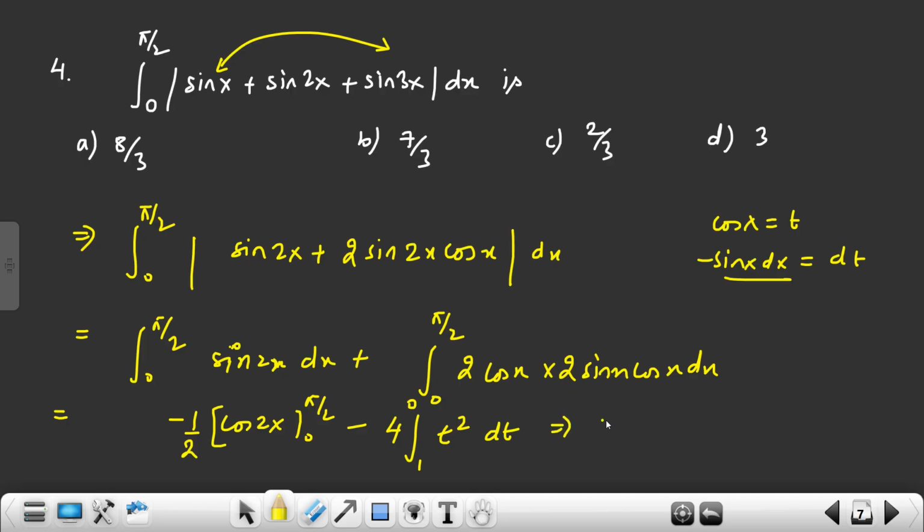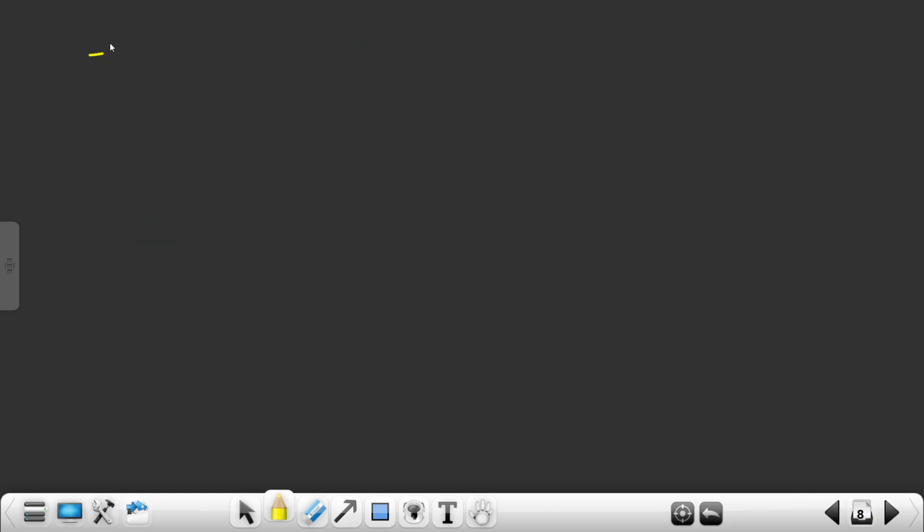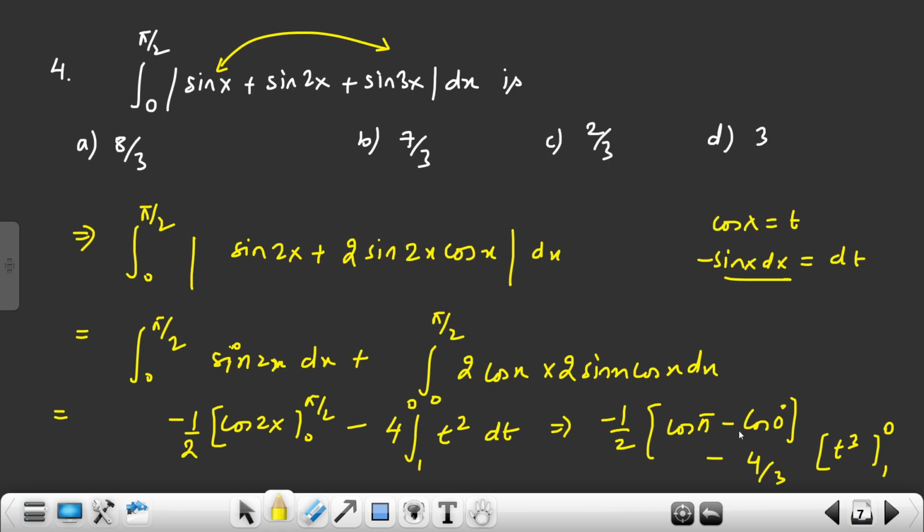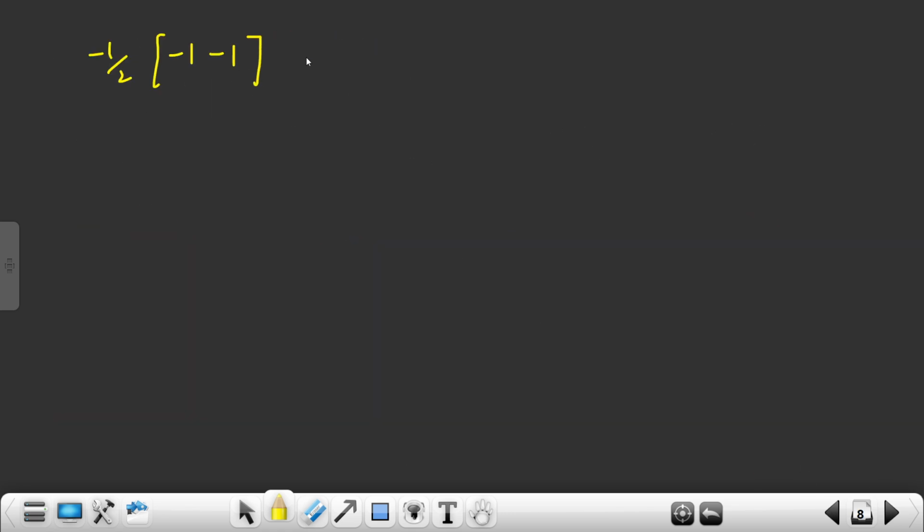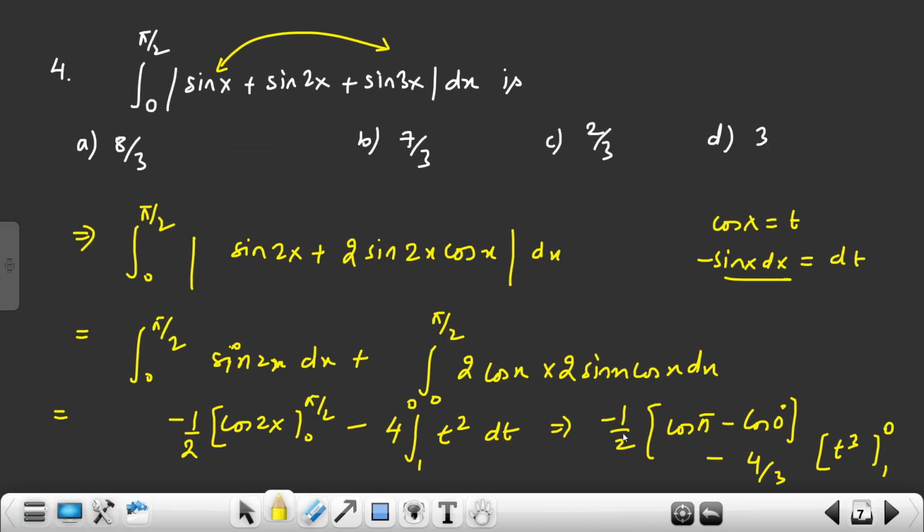Now let's solve this. Minus 1 by 2. If I put this value here, it will be cos pi minus cos 0, and minus 4. Integration of t squared is how much? t cubed by 3. And this is from 1 to 0. Now cos pi is minus 1. So it is 1 by 2 into minus 1. And cos 0 is 1. And then we have minus 4 by 3, 0 minus 1. So it is basically minus 2, 2 cancel, so 1 plus 4 by 3. So the answer is coming as 7 by 3. What answer is coming? 7 by 3, right?